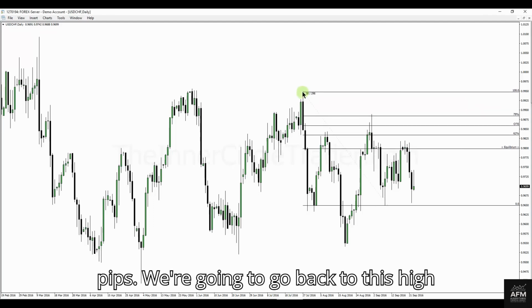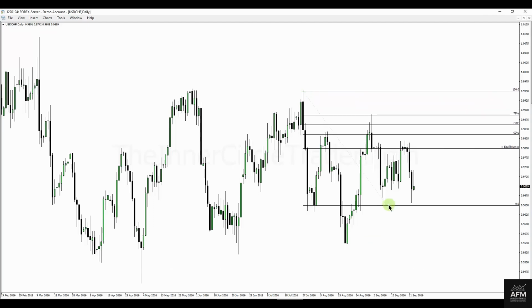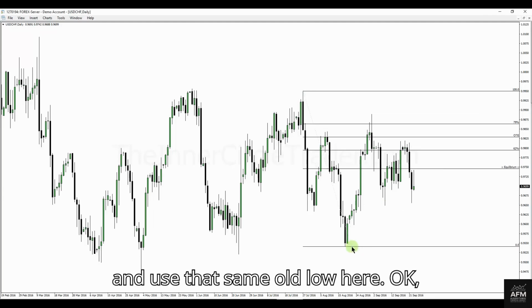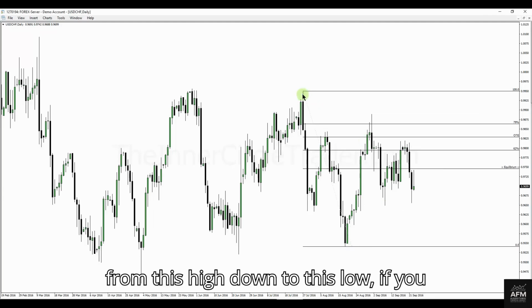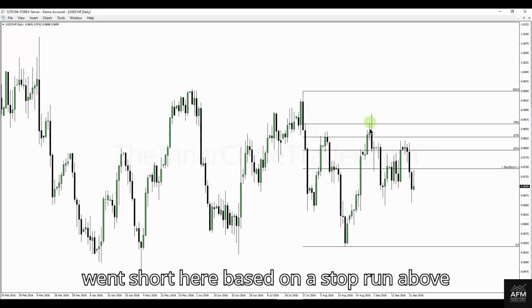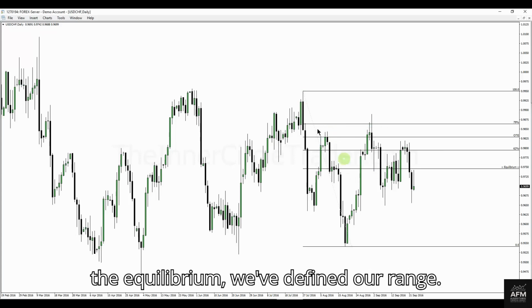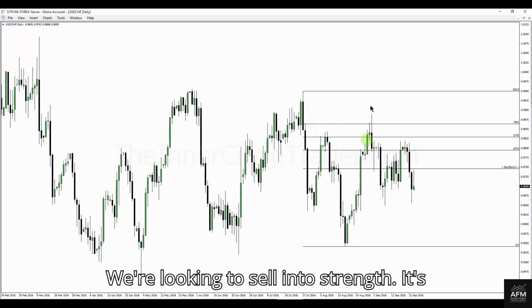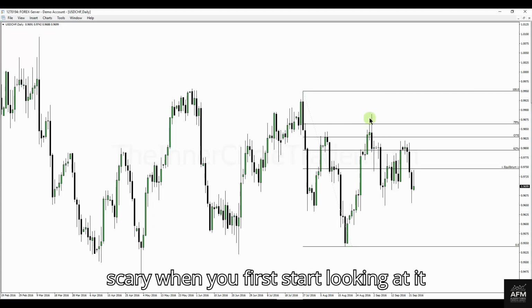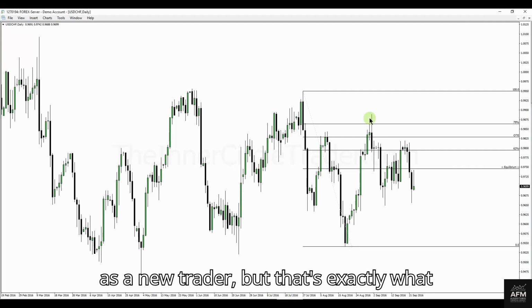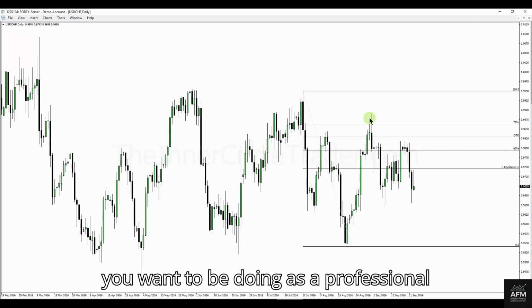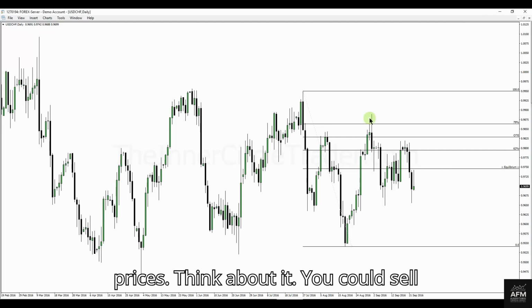We're going to go back to this high and use that same old low here, okay? From this high down to this low, if you went short here based on a stop run above here, and we're in a premium, we're above the equilibrium, we've defined our range, we're looking to sell into strength. It's scary when you first start looking at it as a new trader, but that's exactly what you want to be doing as a professional trader. You want to be selling at premium prices.